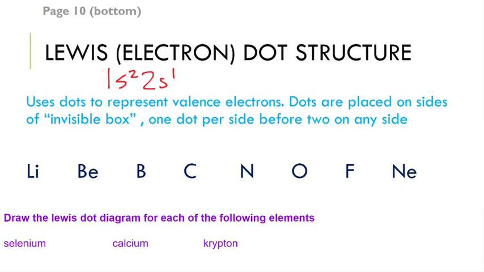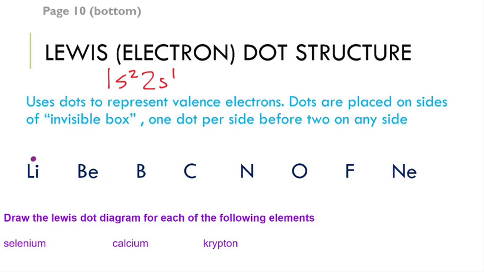So this is lithium's configuration, 1s2, 2s1. And the second energy level is our highest energy level. That's our valence electrons. And that 1 there tells us that it has 1 valence electron, which means lithium symbol gets 1 dot. It doesn't matter where that dot goes, as long as it's on one of those sides, or on top or on bottom, as long as it is along the sides of that lithium box, that invisible box.